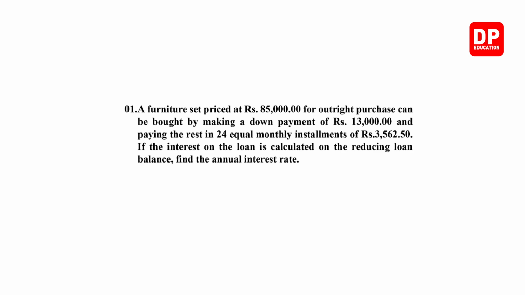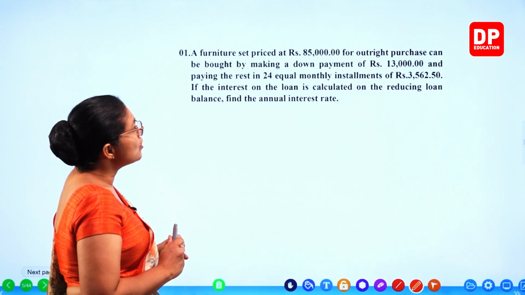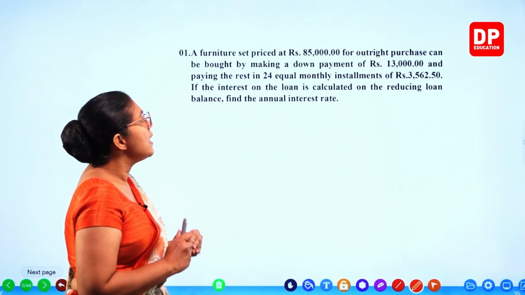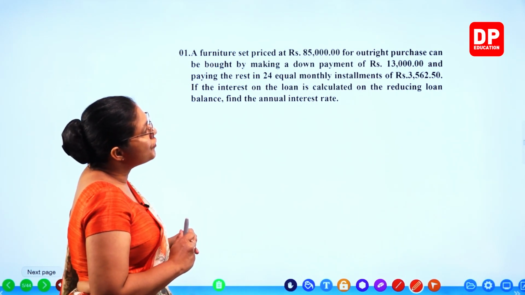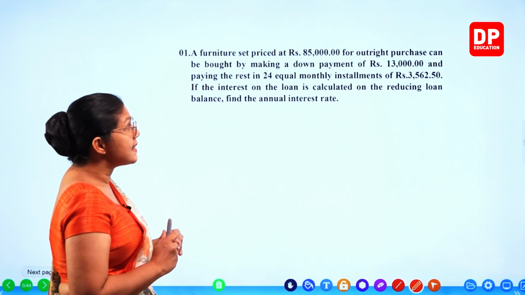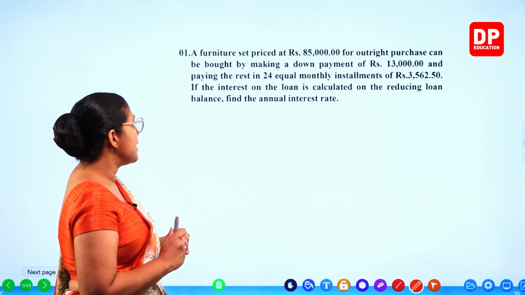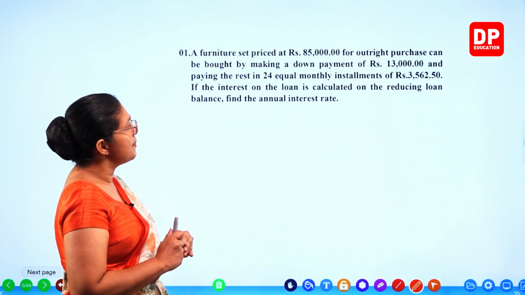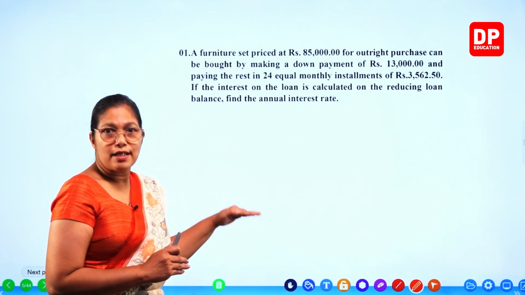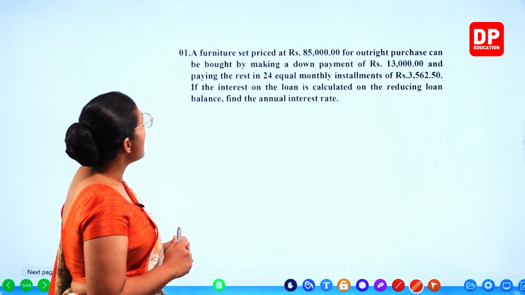Question number 1. It's about a share market question. A furniture set priced at 85,000 for an outright purchase can be bought by making a down payment of 13,000 rupees and paying the rest in 24 equal monthly installments of 3,562 rupees and 50 cents. If the interest on the loan is calculated on the reducing loan balance, find the annual interest rate. No parts are given, so you need to do this question step by step. Let's start the question.